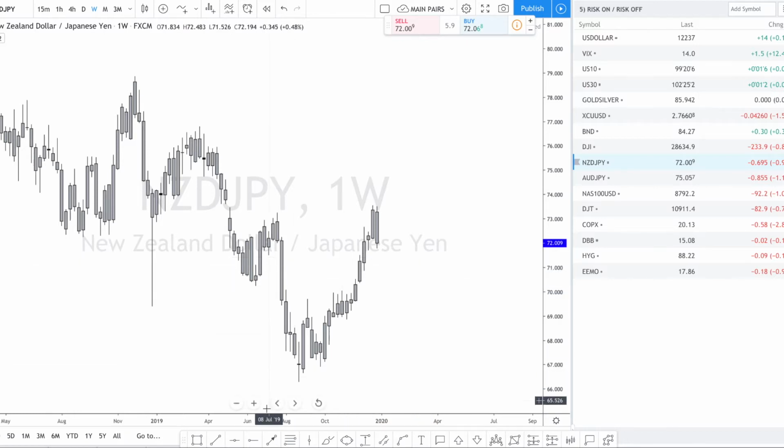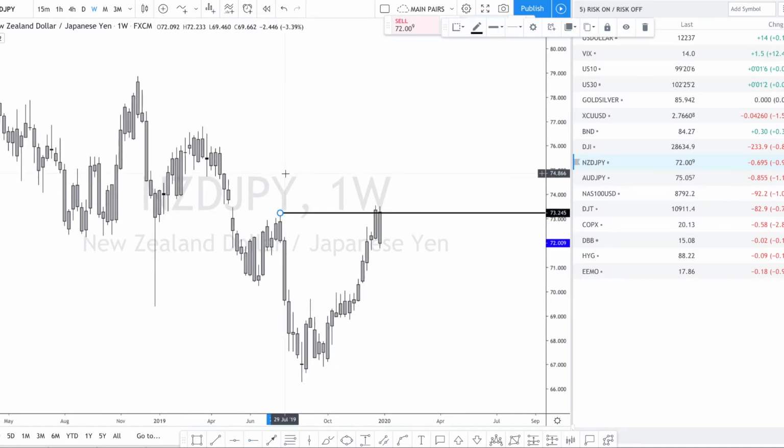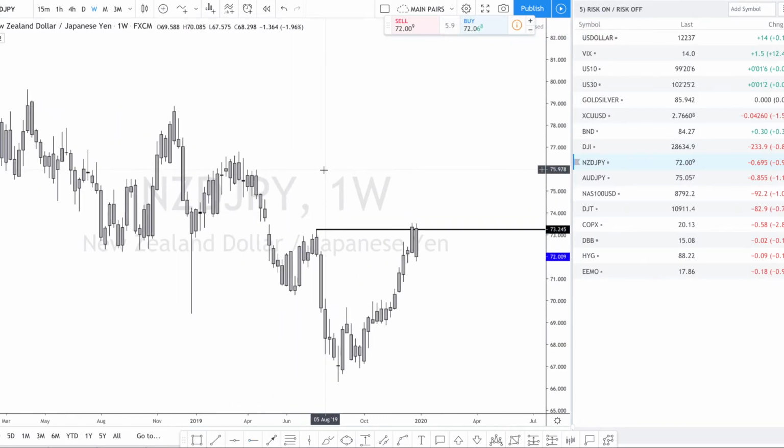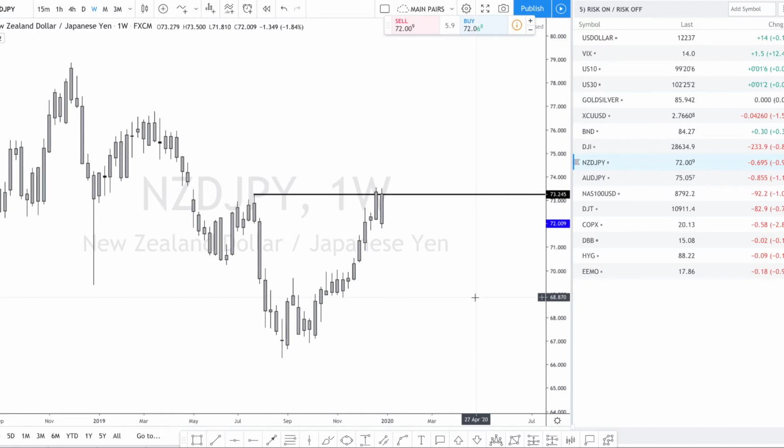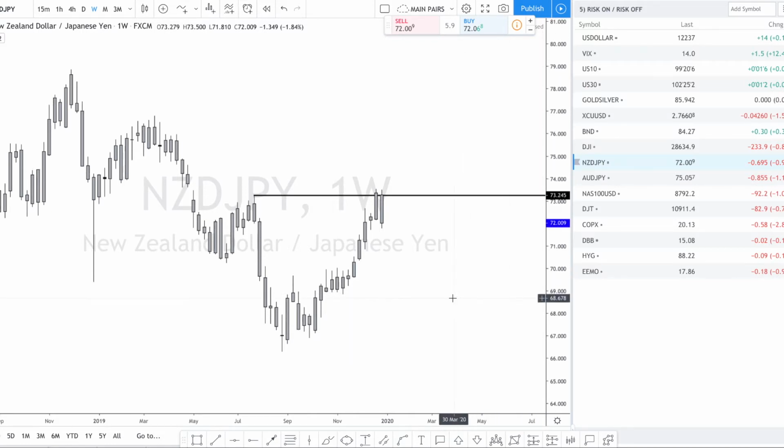Another benefit of looking at New Zealand yen is that New Zealand and yen have the largest difference in interest rates. So it can give you a good example of how markets should be moving in terms of risk on, risk off. If New Zealand yen is going up, we're in a risk on environment, and if New Zealand yen is going down, then we're in a risk off environment.